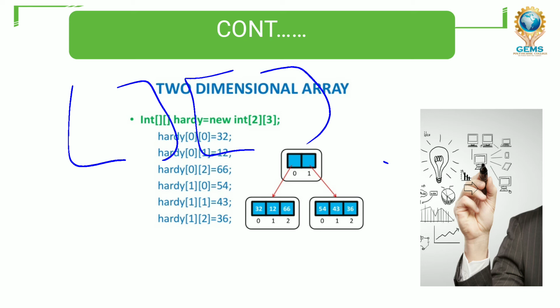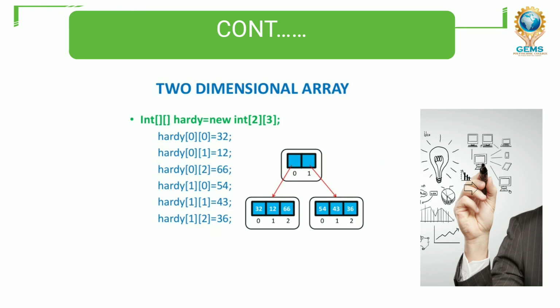In one dimension, we will have only one horizontal line or one vertical line. But in a two-dimensional array, you will get one horizontal and one vertical. So this is called two-dimensional. More than this we call multi-dimensional. Now we will see how you initialize elements in a two-dimensional array.